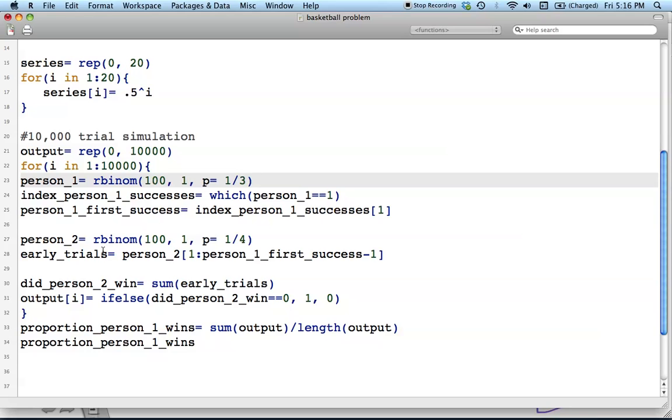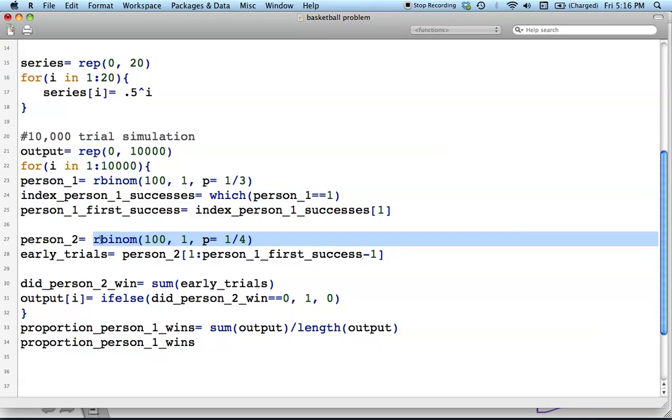Okay, person 2, we're going to represent their shots in the same way as Bernoulli trial random variates. I want 100 of them, this time with their probability of making a shot of 1/4. So what have I done here? I said early trials is person 2 indexed from 1 to person 1's first success minus 1. And here's the reason why I've done that.